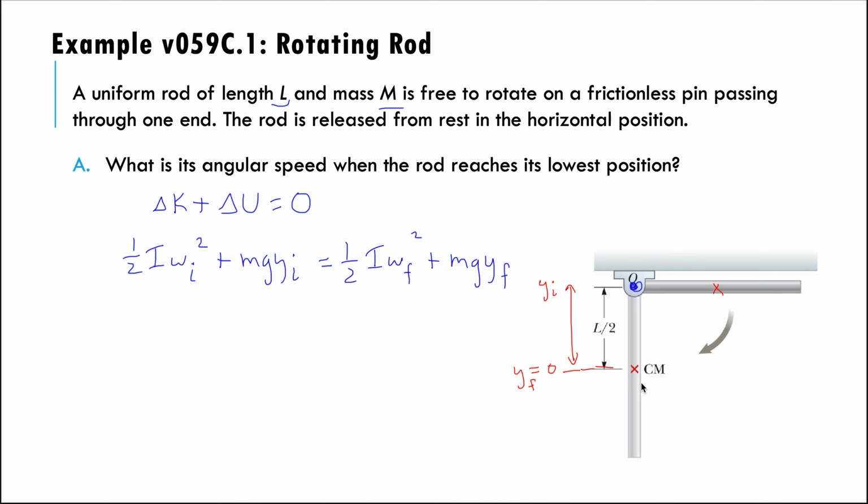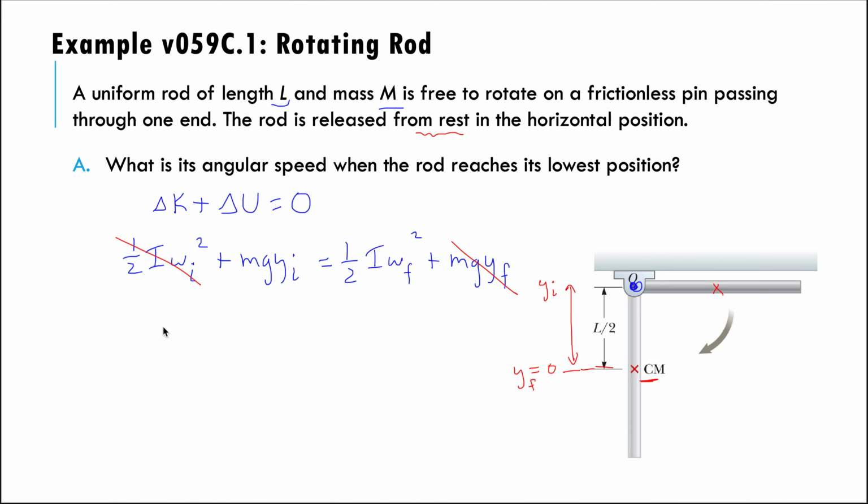So that's why we talked about center of mass, right? Can you imagine if we had to think about the position of every single part of this object? That would not be very fun. Let's go ahead and cross out the terms that are equal to 0. It says that the rod is released from rest, so it doesn't have any initial angular speed. And we know that the final height is 0. So now what we have to do is just solve for the final angular speed, omega final.